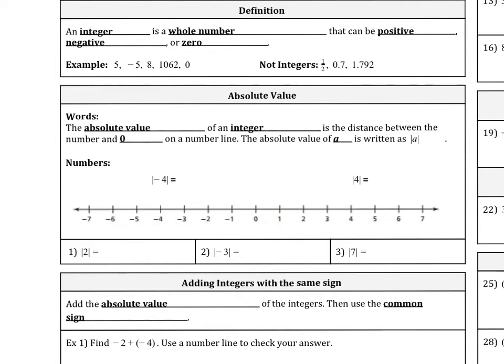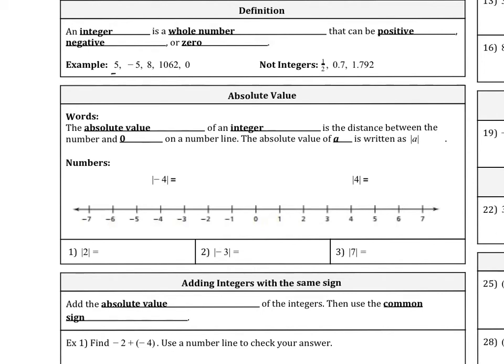Review of operations with integers. An integer is a whole number that can be positive, negative, or zero. So, for example, any number without a decimal, it doesn't matter how big or small that number is. Any number with the negative or positive sign.